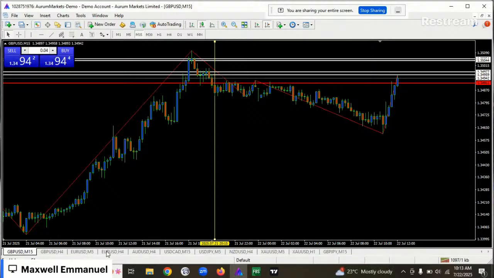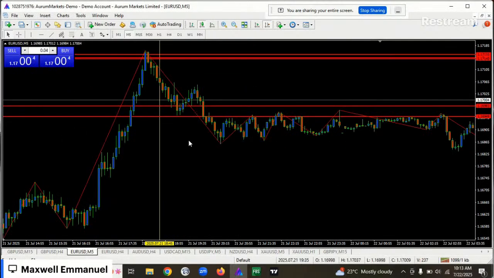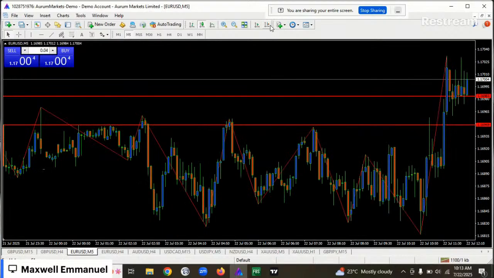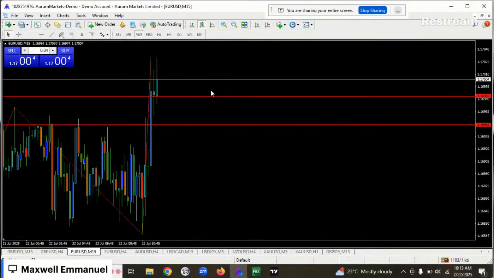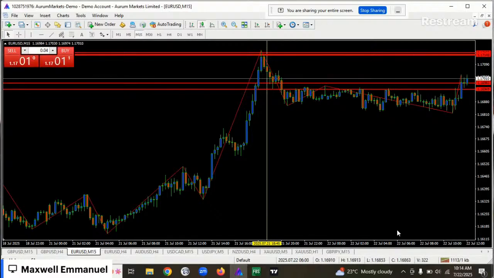Okay, let's move to the next pair, Euro USD. I also did analysis on Euro USD. On Euro USD, you can see this zone that I identified. I want to see price come test this area before taking a sell on Euro USD.